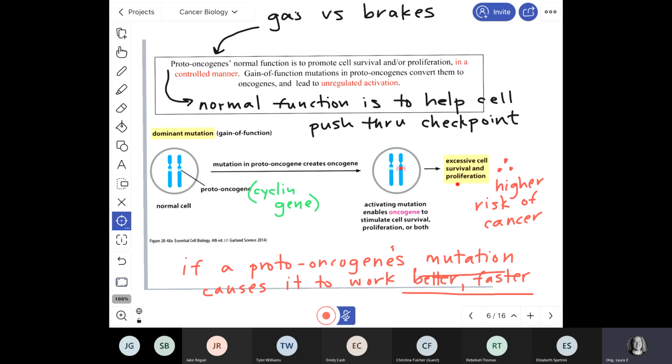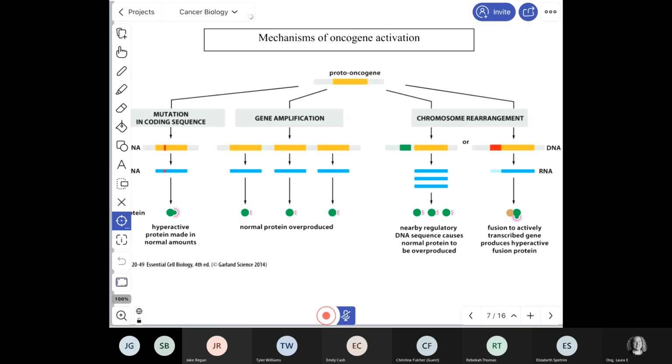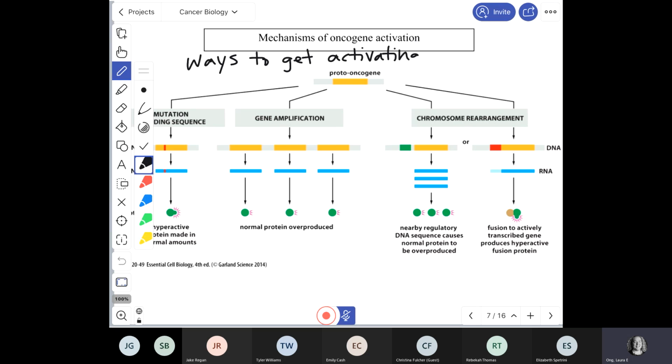So this next slide is going to go over how in the world you ever get a mutation that makes something work better. Kind of rare, but it does happen. This is called mechanisms of oncogene activation. We could also say ways to get activating or gain of function mutations. How does that ever happen? It does happen. These are the possible ways it could happen.